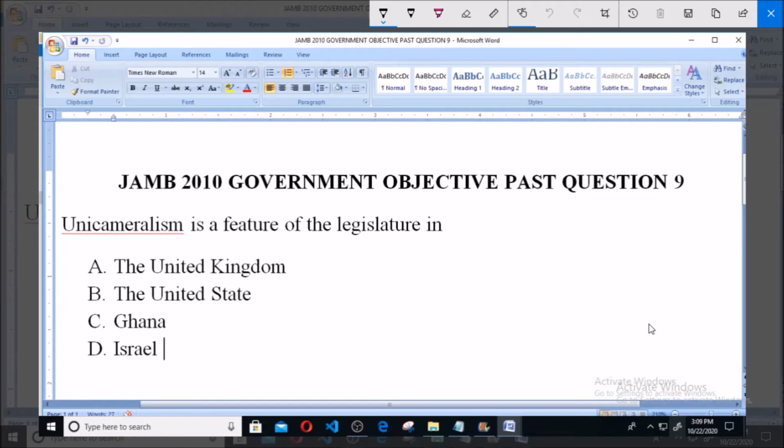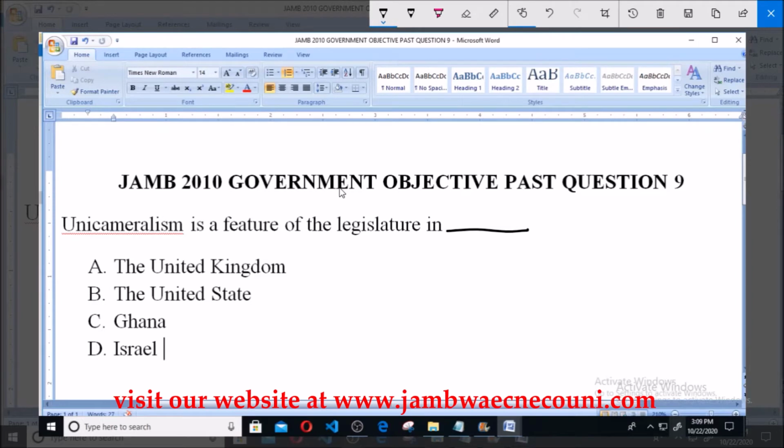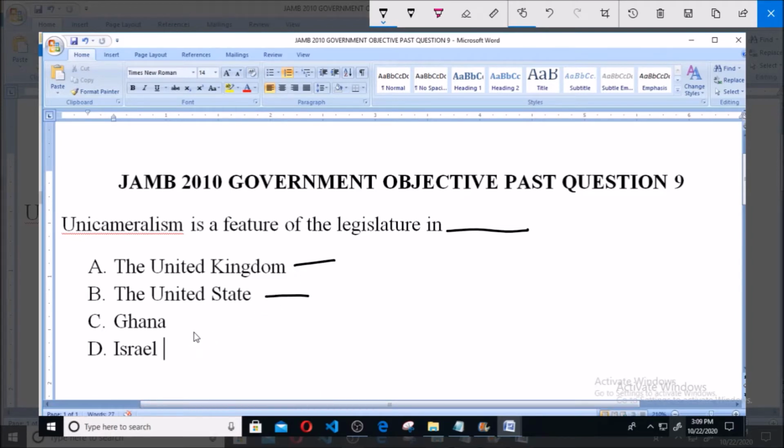And the question number 9 here says, unicameralism is a feature of the legislature in dash. That is, in which country is the system of unicameralism being practiced? Option A says the United Kingdom, option B says the United States, option C says Ghana, option D says Israel.